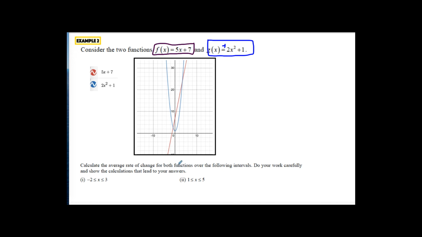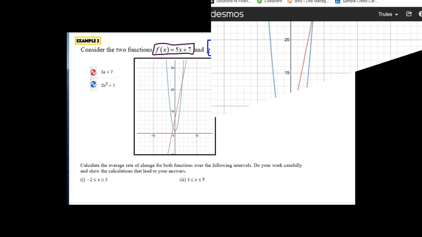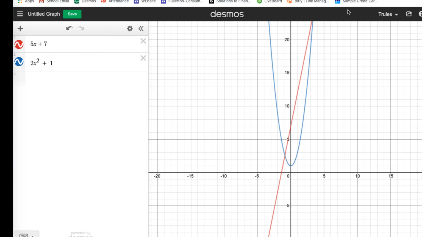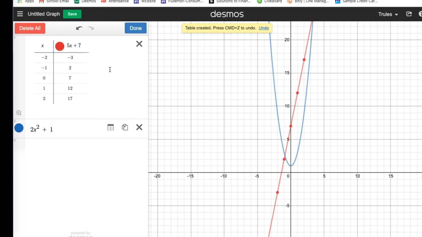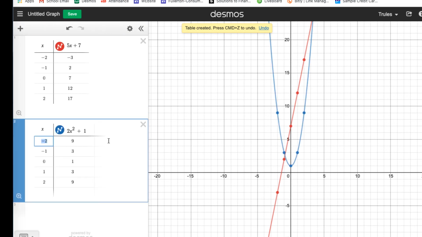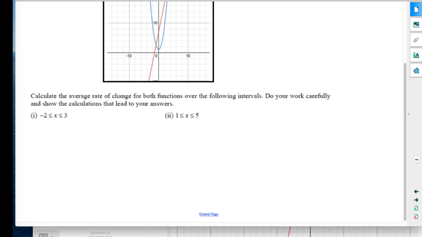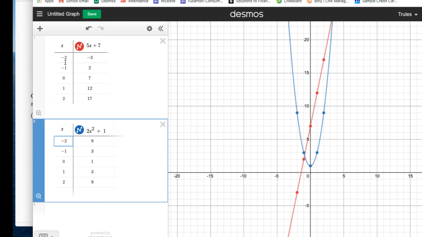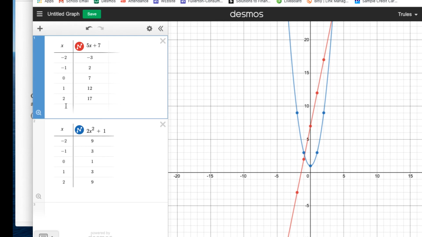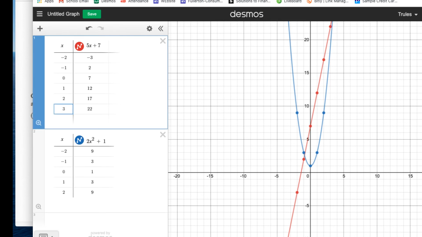Calculate the average change for both functions over the following intervals. All right, let's go take a look at this on Desmos. So over here on Desmos, we have it, and I'm going to change both of these to charts, which would make it real simple. So the first one they want me to do is from -2 to 3. So I can just come over here, and when I put a -2, I get a -3. And I don't have 3 on here, so all I have to do is type in 3, and voila. So my y values are -3 and 22.